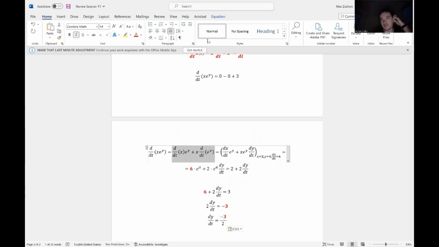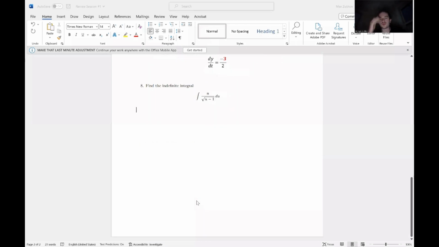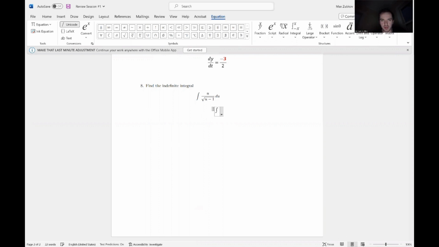Okay, let me pause. So for this problem, we're going to find the indefinite integral of u over square root of u minus 1 du. So let me write that integral down. I will have the integral of u over square root of u minus 1 du.